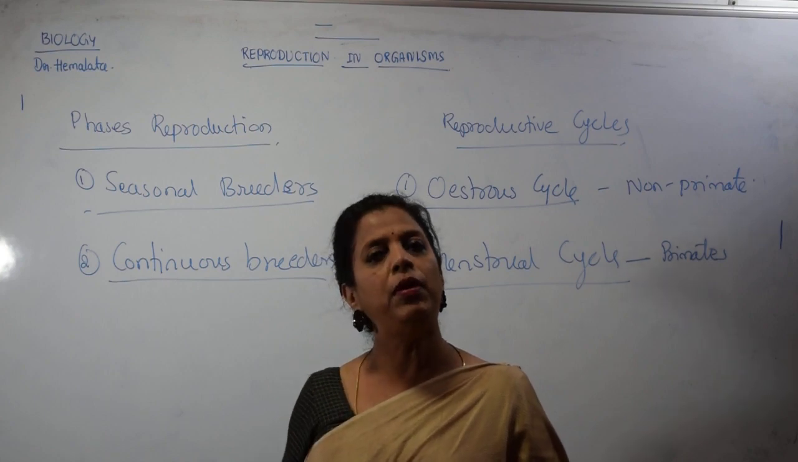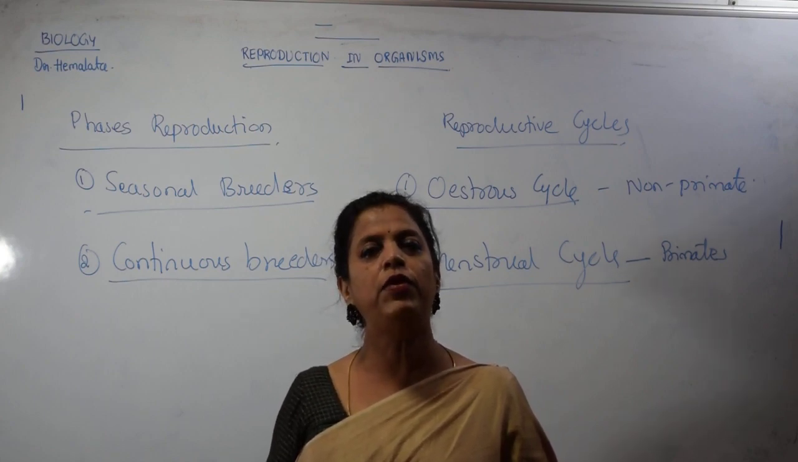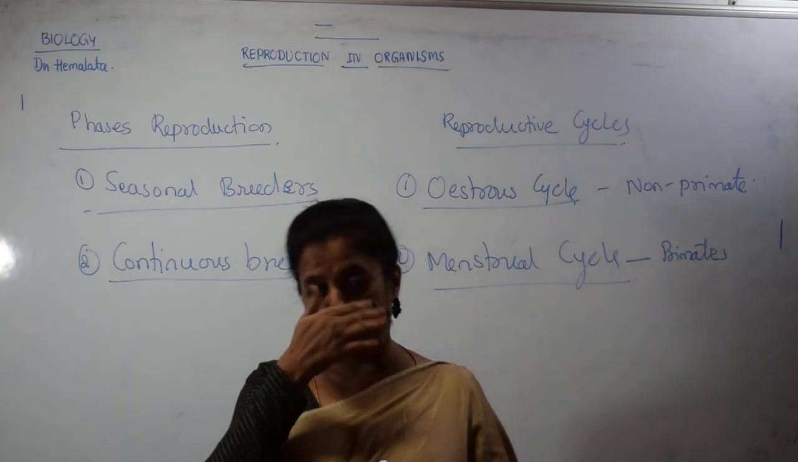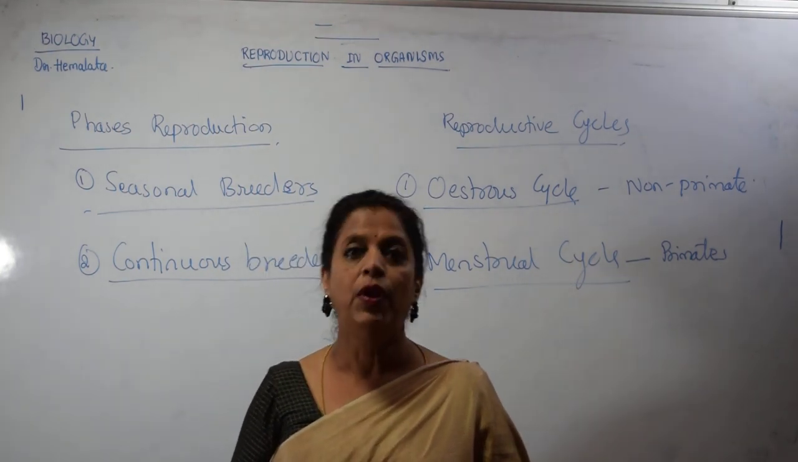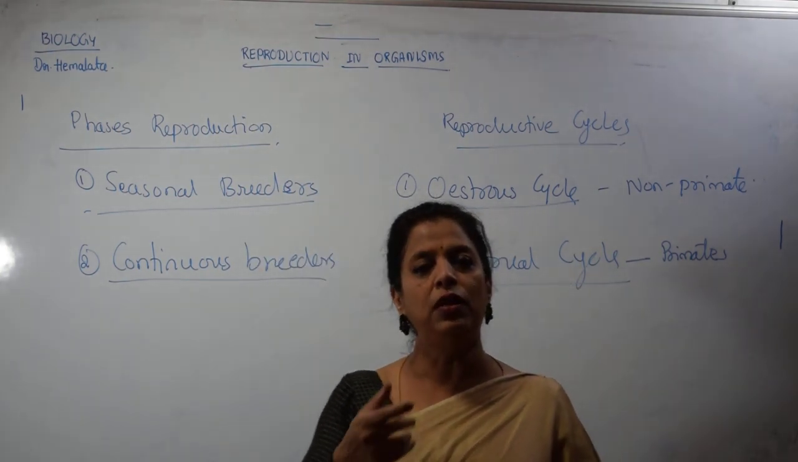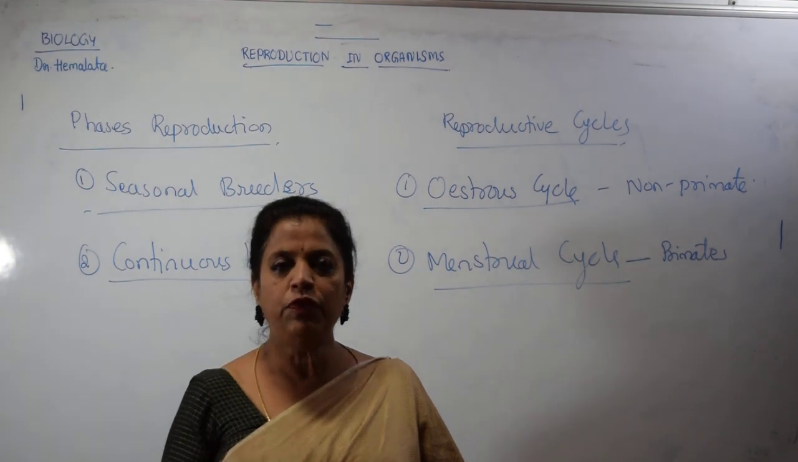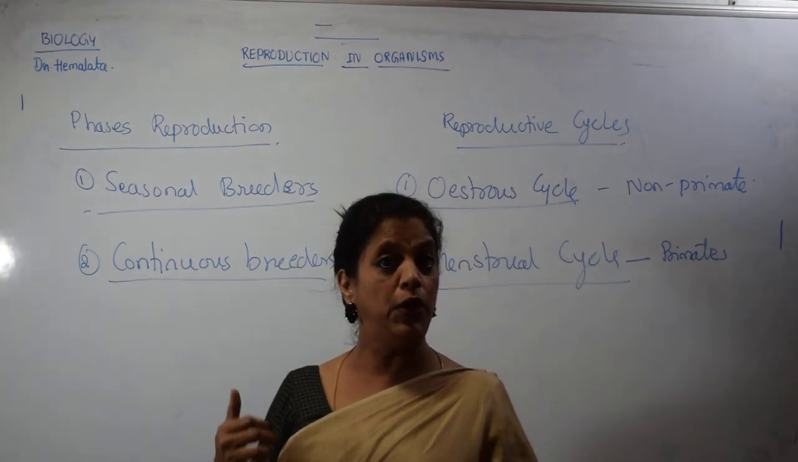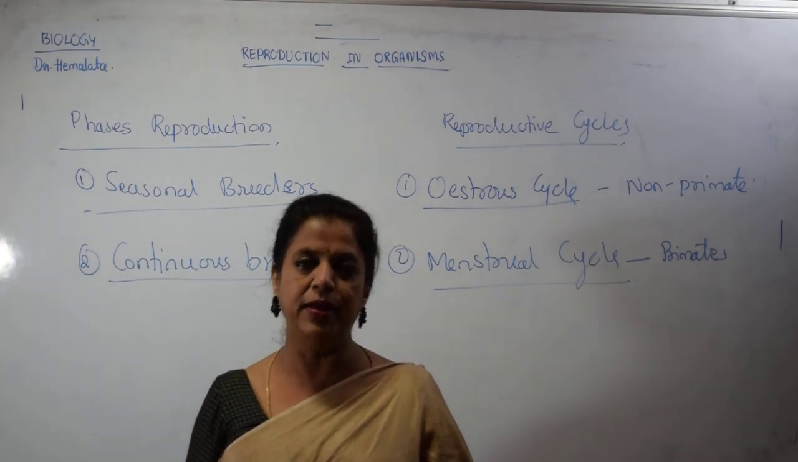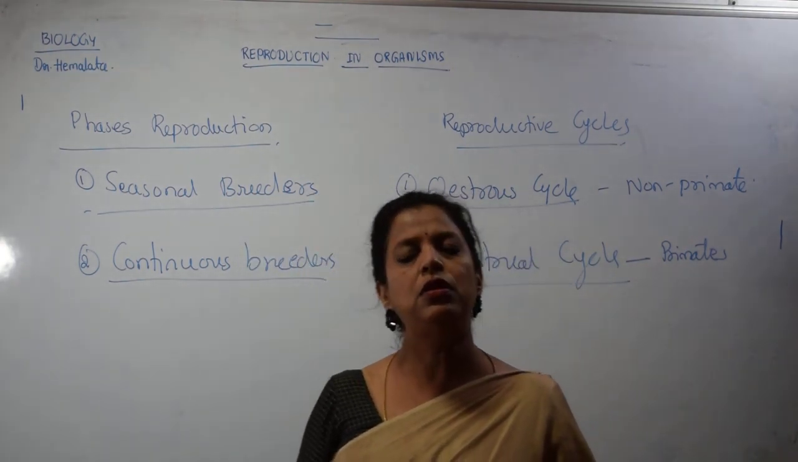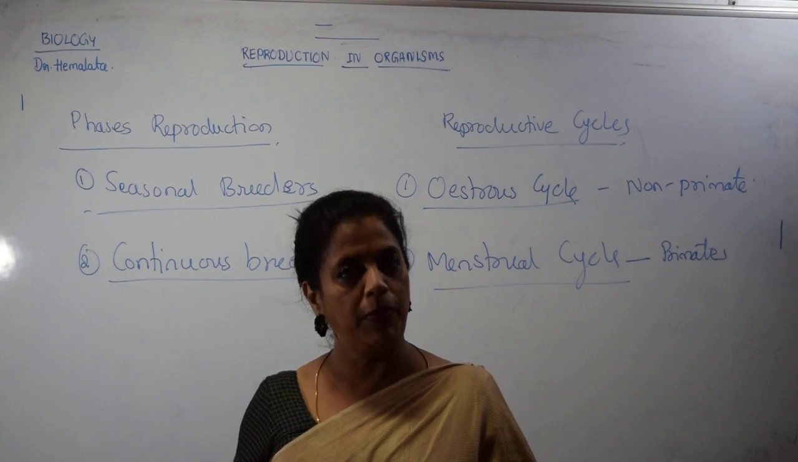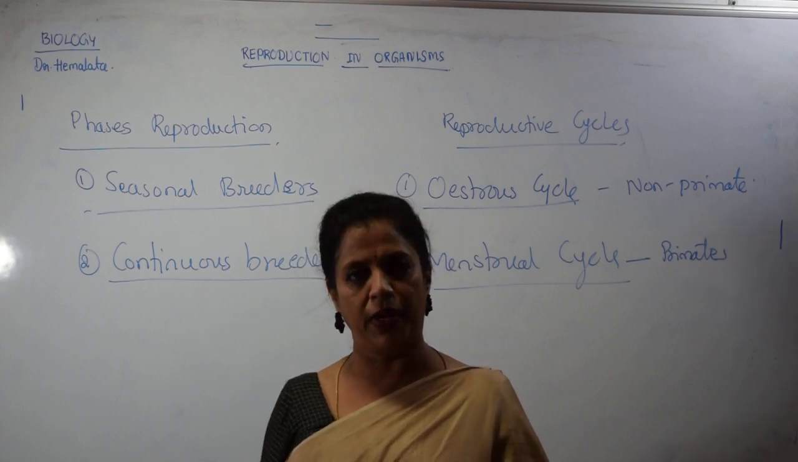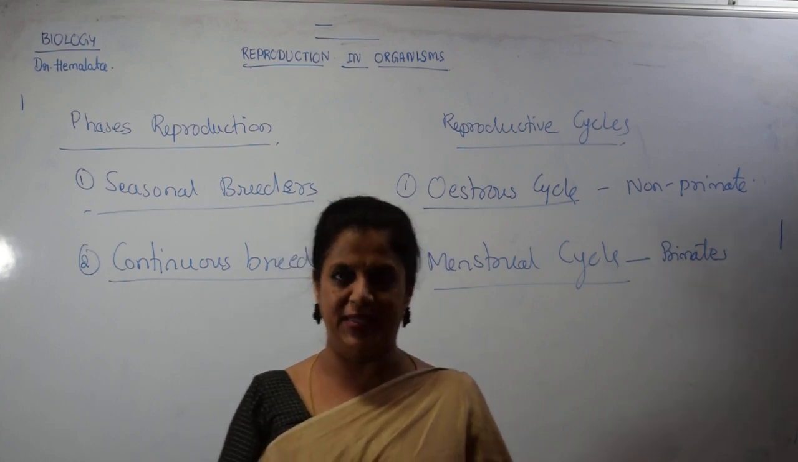Everything will be moving out through the vagina. We call it menstrual bleeding, or menstruation, which is common in the menstrual cycle. The first few days of the cycle will have menstrual bleeding. That will not happen in the estrus cycle, right? Like cow and others, there is no apparent bleeding happening. There is no bleeding happening. Then how will it be managed?